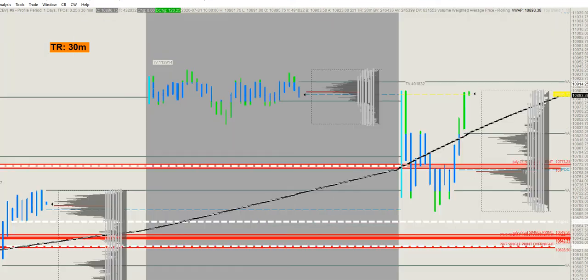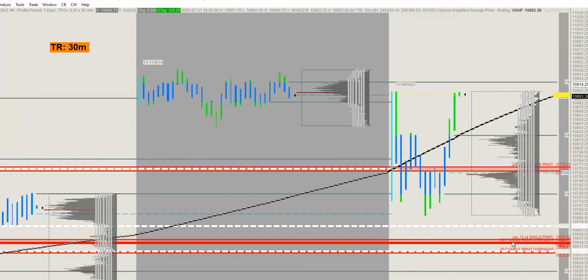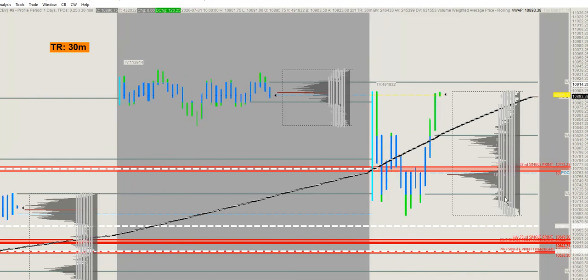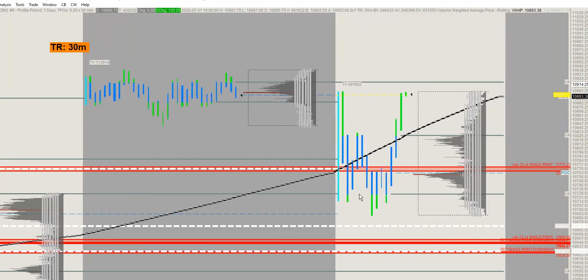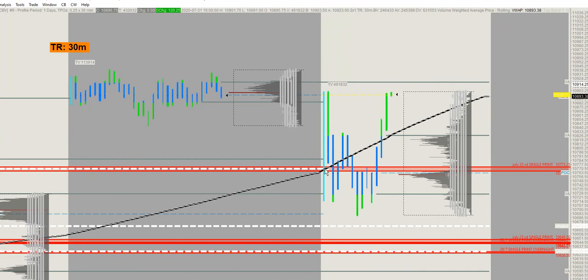And then when we extend it, you see July 23rd, we get to that single print. That same single print here has been in play. So basically the market rotated around that many times that day. And that's an important area to really identify.